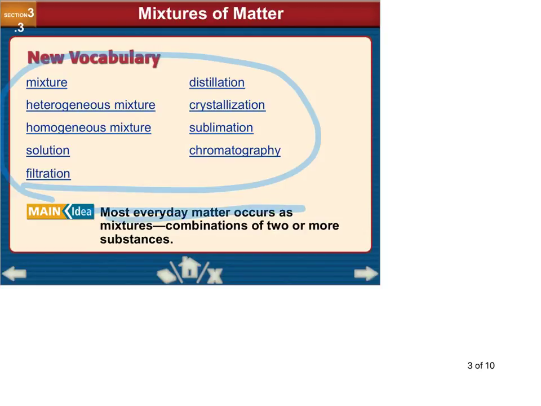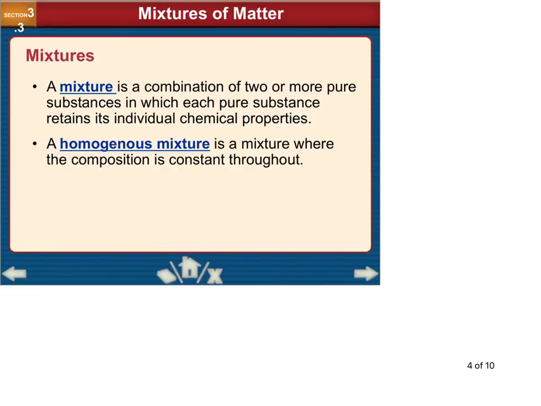Main idea: most everyday matter occurs as mixtures, a combination of two or more substances. So here's our definition for mixture: combination of two or more pure substances, where each pure substance retains its individual chemical properties. We have homogeneous mixture. Composition is constant throughout.